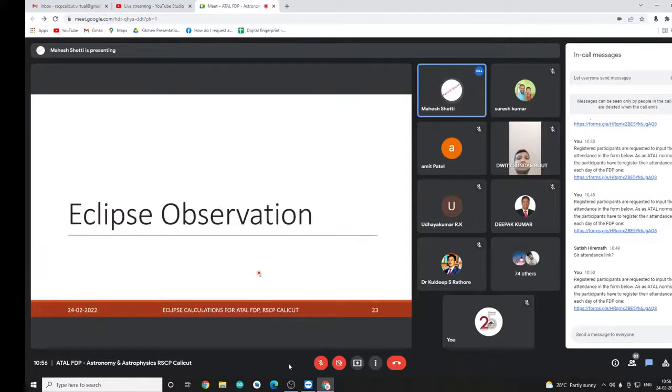A small break about actual observations. Some of the photographs I will share, and some of the activities I will discuss here, some of the activities that my college student group had conducted along with our Mumbai University astronomy course.